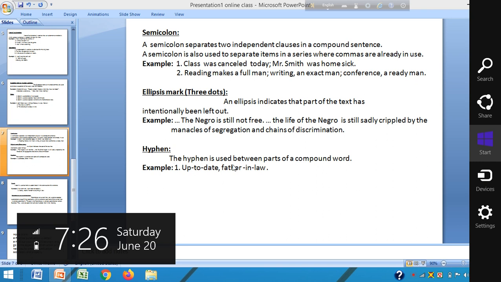Hyphen. The hyphen is used between parts of a compound word, for example, up-to-date.